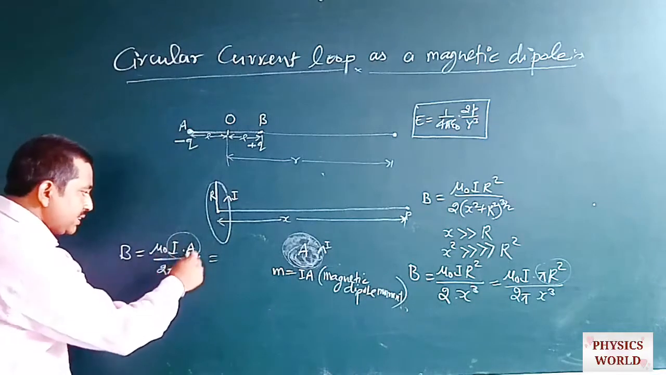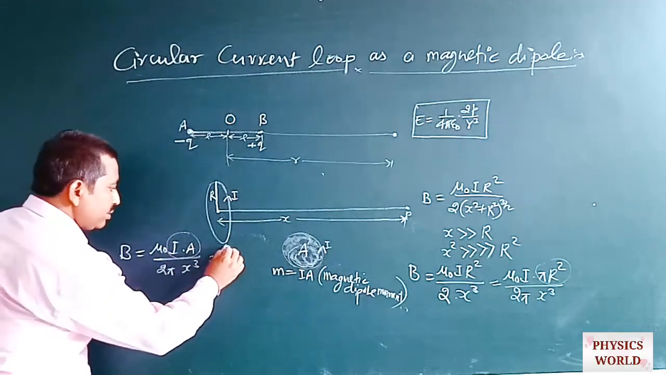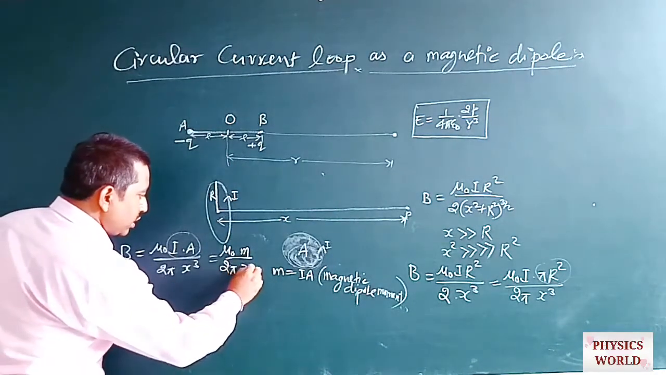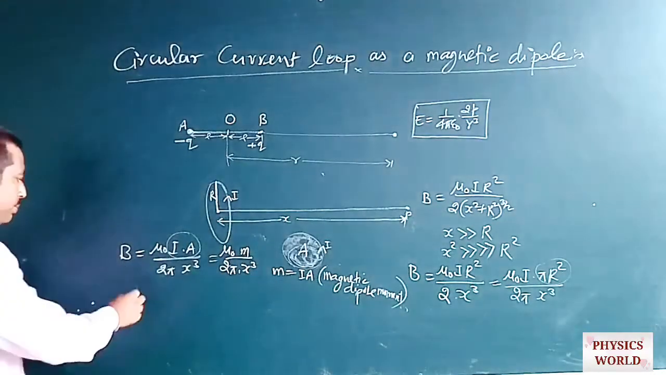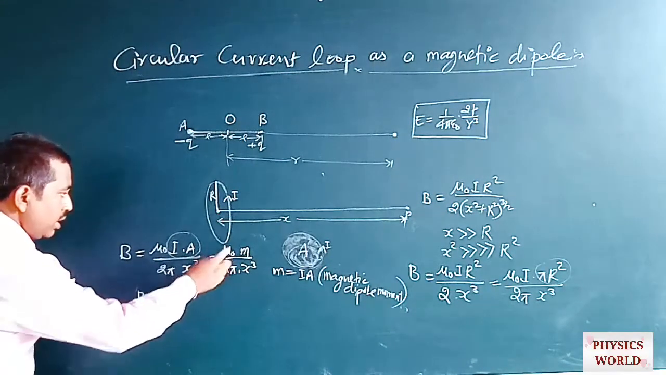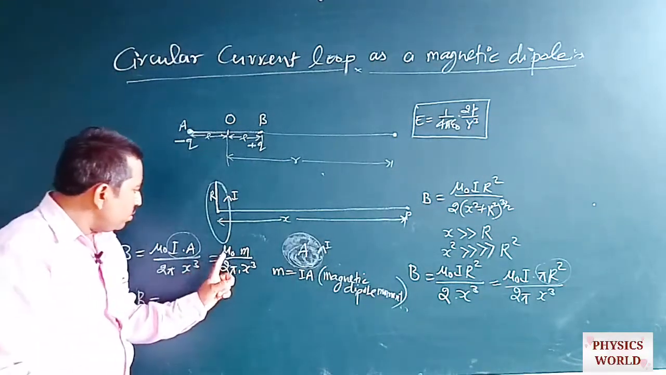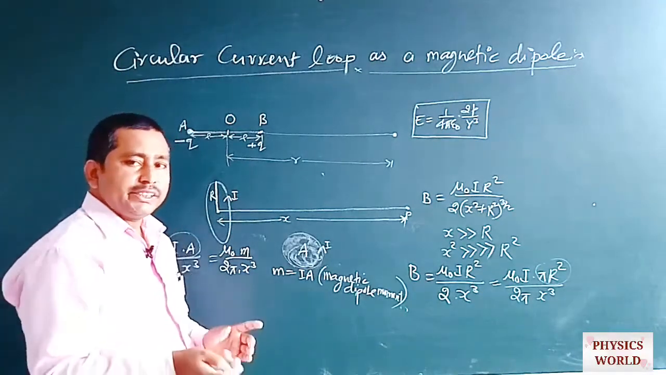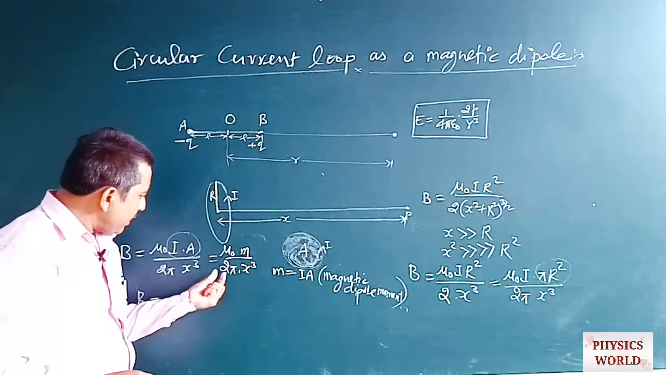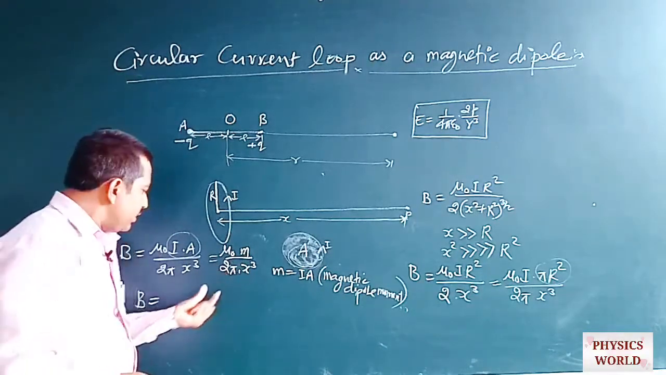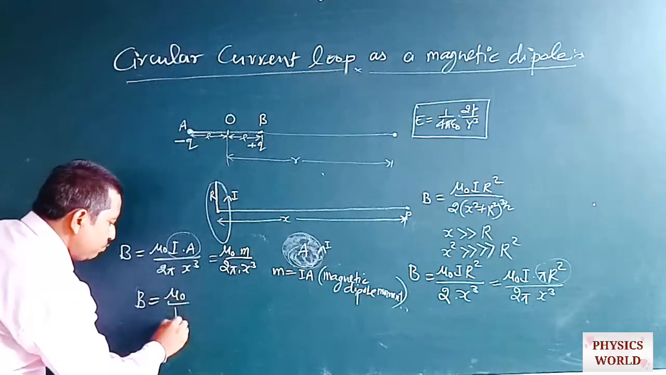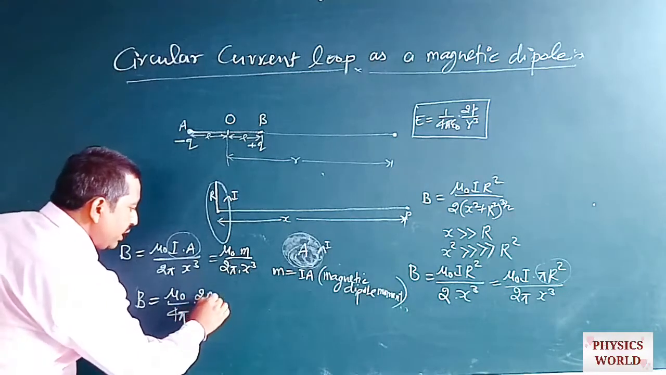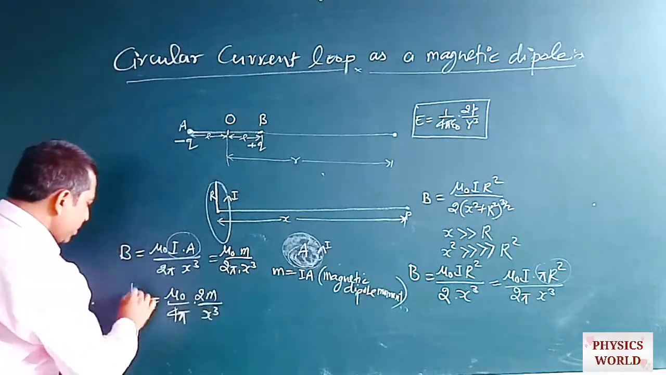So if we replace this I·A by the term m, then we get mu 0 m divided by 2 pi x cube. So from here we get B is equal to mu 0... As we know that the proportionality constant in Biot-Savart law is mu 0 upon 4 pi. So if we make this 2 pi a 4 pi, then we get mu 0 by 4 pi. Then we have to multiply and divide by 2. That becomes 2m by x cube.